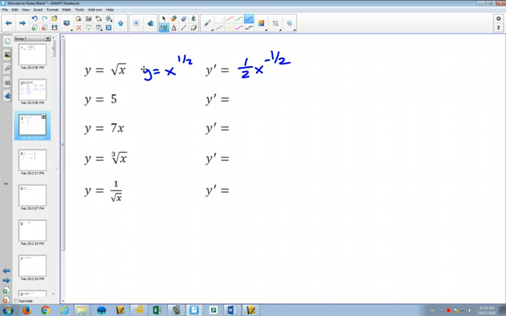Just a constant, 5. We could rewrite that as 5x to the 0 and do the same thing. What would happen? The 0 would come in front. 5 times 0 becomes 0, and it wouldn't matter what the exponent was anymore. It'll just be 0. 7x we can think of as 7x to the 1. And if we use the law, the 1 would come out in front, subtract 1 from the exponent, we'd get 7x to the 0. But how do we write 7x to the 0 normally? Just 7.